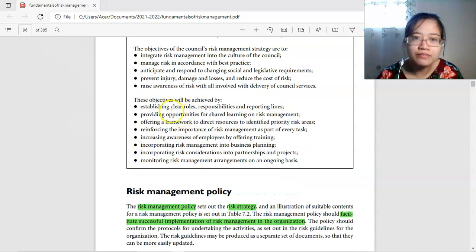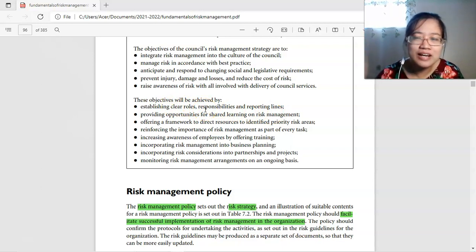Okay. These objectives will be achieved by, first off, establishing clear roles, responsibilities, and reporting lines. Ito yung medyo mahirap sa isang company, especially kapag mayroong mga interrelationships ang mga departments na they would be dealing with the same type of risk. Minsan nag-iisip ng, sila nang bahala dyan. Okay? So, you have to make sure na clear yung roles and responsibilities para hindi sila nagtuturoan, di ba?